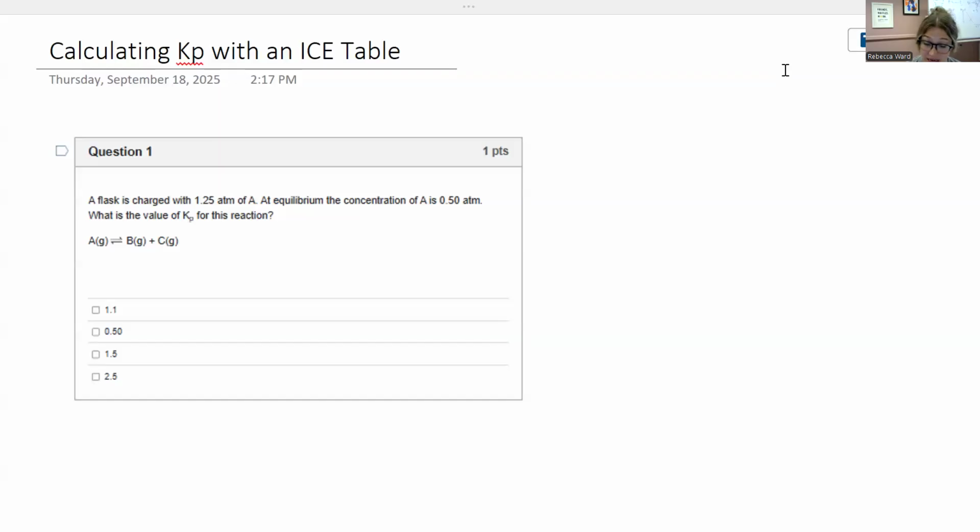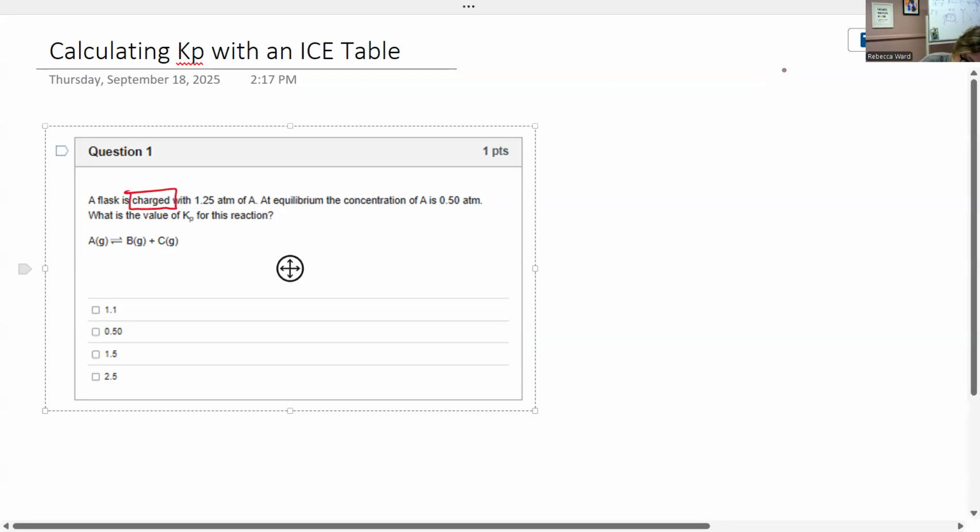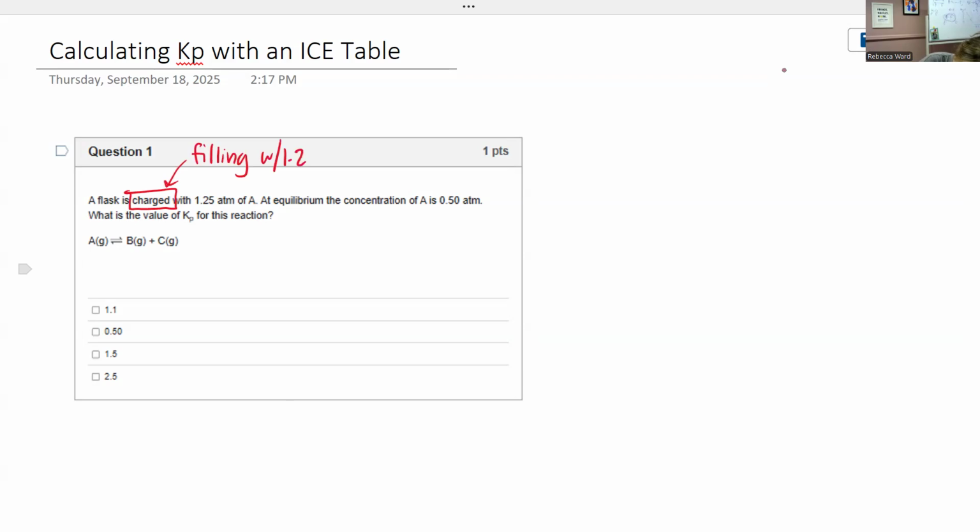All right, in this question, we're tasked with calculating Kp, our equilibrium constant in terms of atmospheres or partial pressures for all of our gas-phase components. And we're given an initial amount. This word here, a flask is charged, just means that we're filling it with 1.25 atmosphere of A. So I read that as the initial pressure of A.